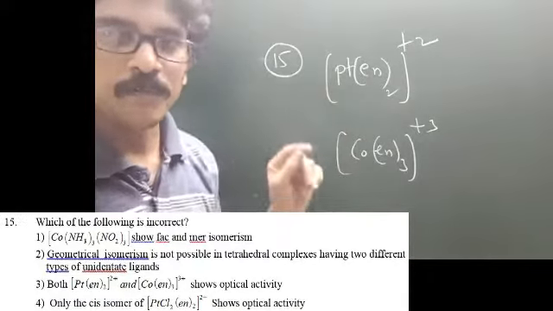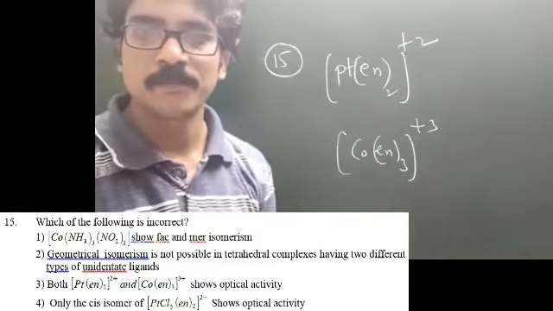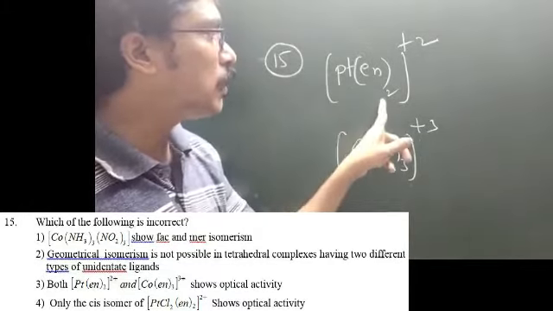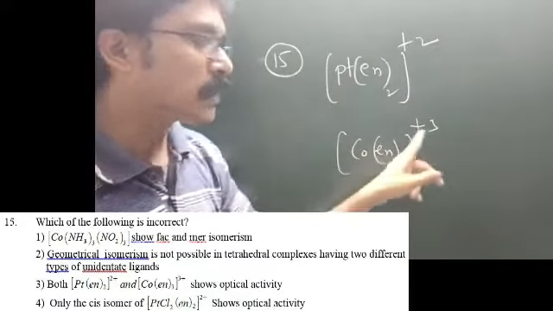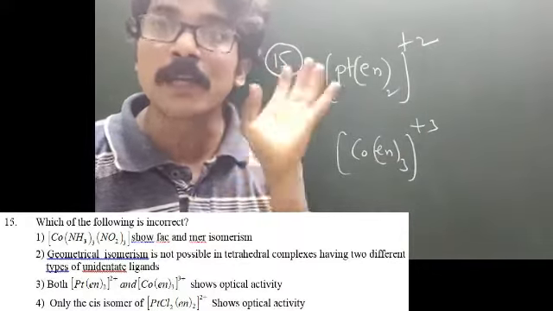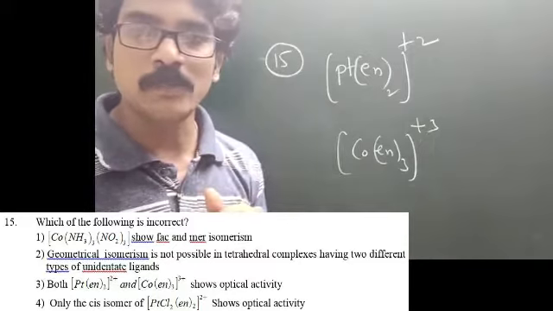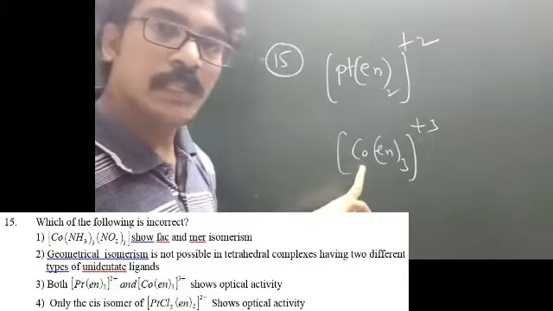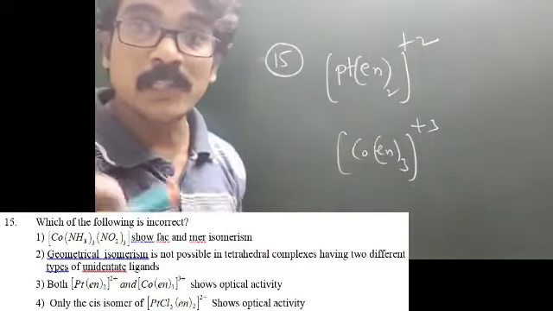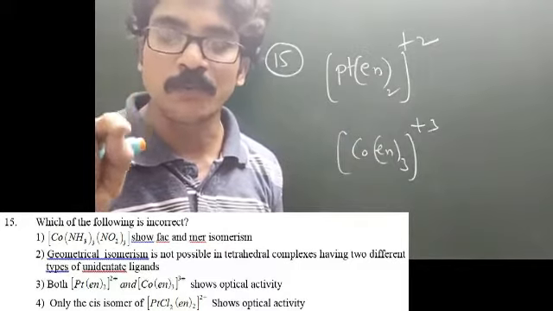Question number 15. Which is the incorrect statement? Let's look at one option: [Pt(en)2]2+ and [Co(en)3]3+. The statement says both complexes exhibit optical isomerism. That is not correct. One complex exhibits optical isomerism, but the other does not. But the given statement is that both complexes exhibit optical isomerism. Therefore, the statement is wrong.